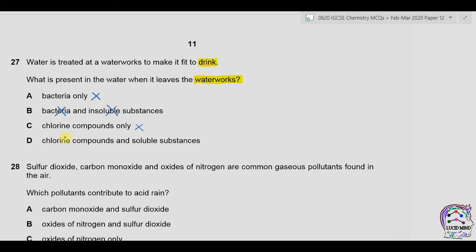D. Chlorine compounds and soluble substances. As we know that drinking water is also called mineral water, so therefore the required amount of different minerals should be present. So answer is D.